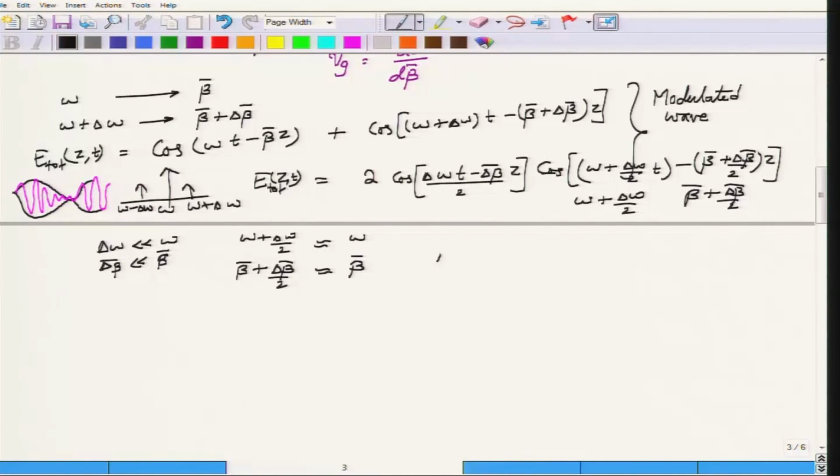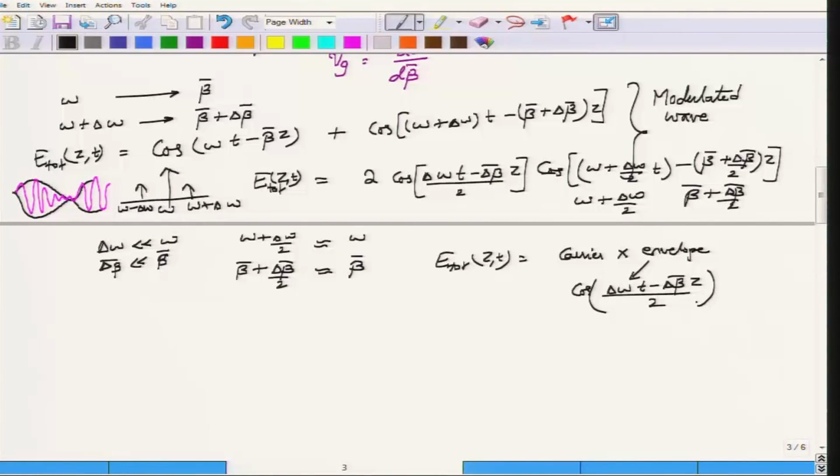So, I will now have the total electric field component being the carrier. I am not writing what the carrier is, it is very clear what the carrier is if you make these two approximations, times there is some envelope out here. What is this envelope? This envelope is cos of (delta omega t minus delta beta bar z) divided by 2.